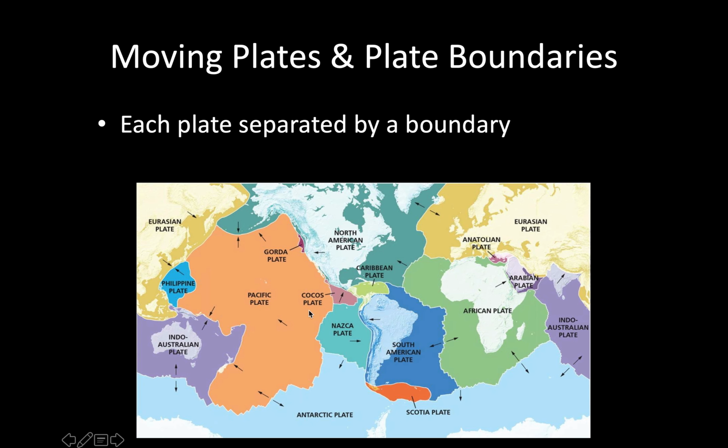For example, the Cocos plate here is constantly moving under the Nazca and the North American plate, which causes massive earthquakes, most famously recently in Mexico City. We also have many earthquakes that are along this boundary here. The Nazca plate is subducting under the South American plate. The Arabian plate and the African plate are moving further away from each other every second.